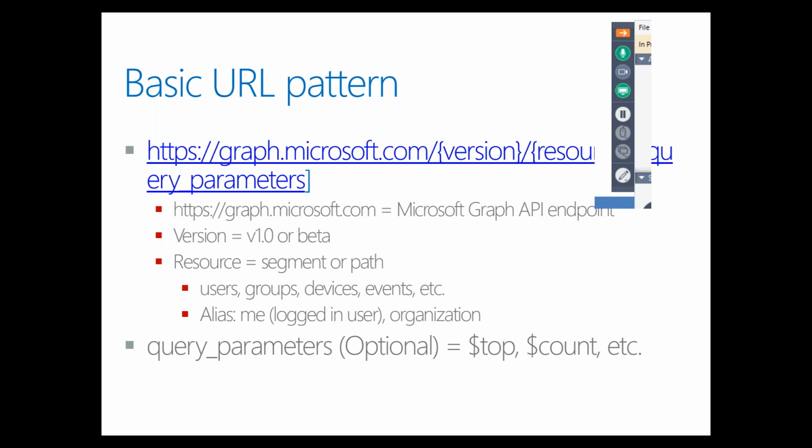query parameters. So graph.microsoft.com is your main entry point, the main Graph API endpoint, and the resources can be anything you want to access supported by Graph API, like users, groups, events, and everything. And there are two aliases in Graph API: me and organization. Me will give you the data about the current logged in user, and organization is about the data of the current logged in user's organization. And there are some optional parameters like top, count, etc. And we will see in the demo. I'll show you how you can use these parameters to filter some results of the Graph API.